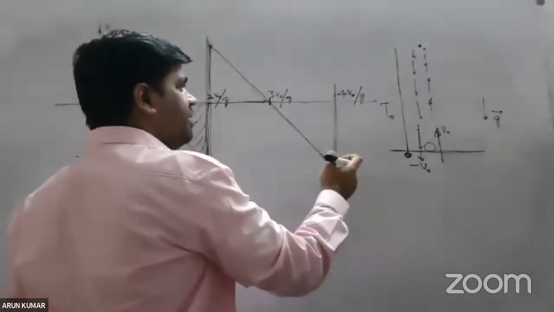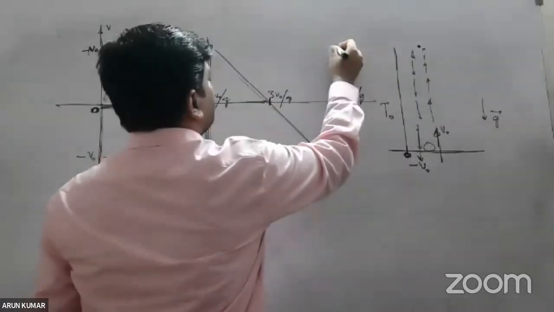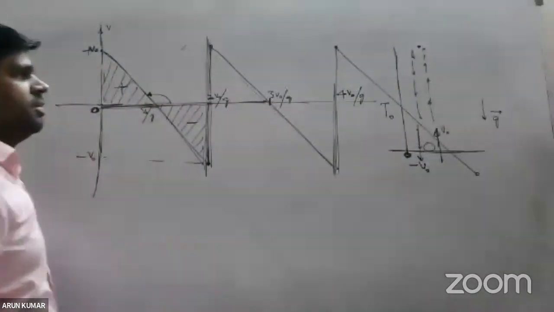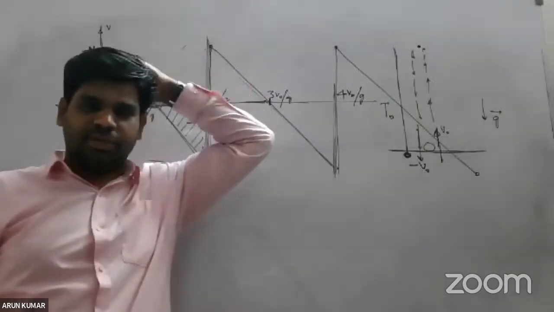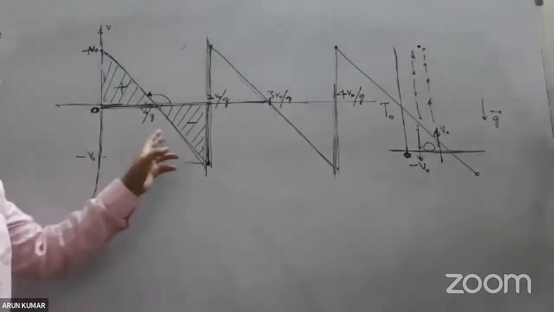After the second bounce, how will the graph be? Again, my velocity goes up, becomes plus V naught. Again, the same thing repeats. Right? 5 V naught by G, 6 V naught by G, 7 V naught by G, 8 V naught by G, and so on. That happens forever. And why are the lines parallel?